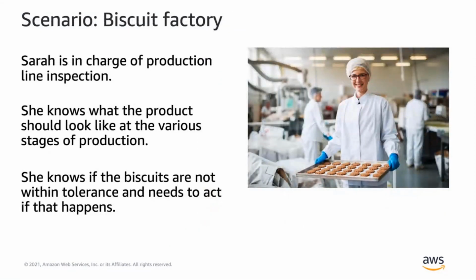Now, the scenario here that I'm going to use is Sarah's in charge of production line inspection here. She knows what products should look like, and she knows the various different stages of production. She's been doing this job for at least 10 years. She knows which biscuits are within tolerances. She knows how the production line works that goes from raw dough mixture to finished product in a packet. And so she understands everything that goes into making a biscuit good and what goes wrong with it. So based upon her understanding, we can improve our OEE process, and she helps us with that.